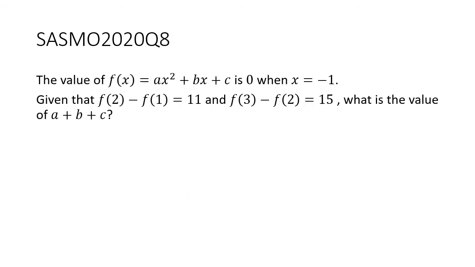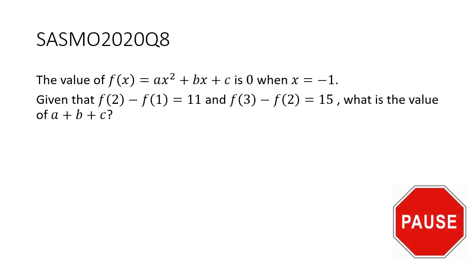Question number 8. The value of function f(x), given by ax squared plus bx plus c, is 0 when x is equal to negative 1. Given that the difference f(2) minus f(1) is equal to 11 and f(3) minus f(2) is equal to 15, what is the value of a plus b plus c? Pause the video here and give this question a good try.